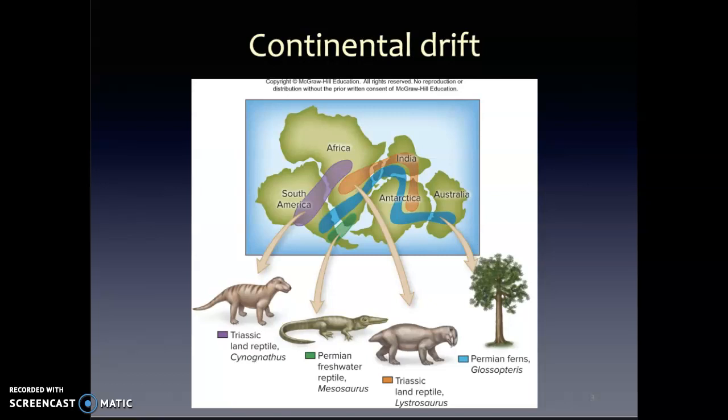Similarly, the ancient fern Glossopteris in blue left fossils on all 5 of these continents: South America, Africa, Antarctica, India, and Australia. Now, ferns, even big ones like Glossopteris, cannot swim and are unable to cross large bodies of water. So the only explanation for the presence of Glossopteris fossils on each of these continents is that at some time in the past, they were all connected into a single large landmass.